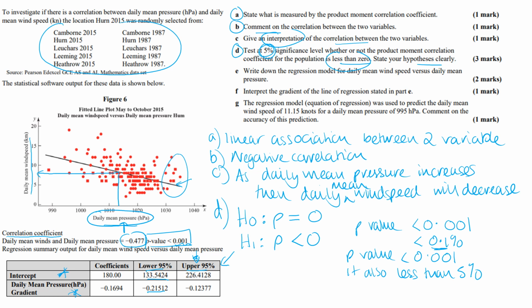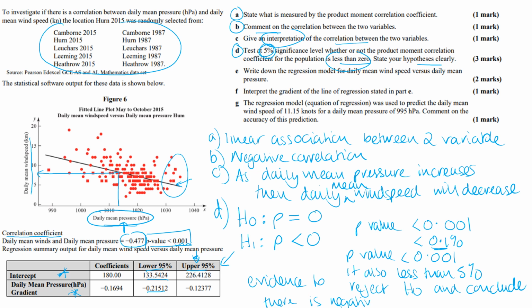So that is telling us there is evidence to reject H0 and conclude there is negative correlation.